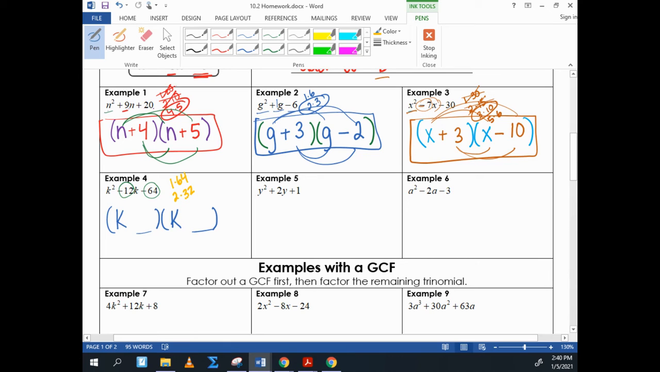I try 3. 64 divides by 3, and it does not because it says 21.33333. So skip that one. Don't write that down, but try 4. 64 divided by 4 is 16. Okay, we just keep going. 64 divided by 5, decimal. 64 divided by 6, decimal. 64 divided by 7, decimal. 64 divided by 8 is 8. So we've also got 8 times 8.